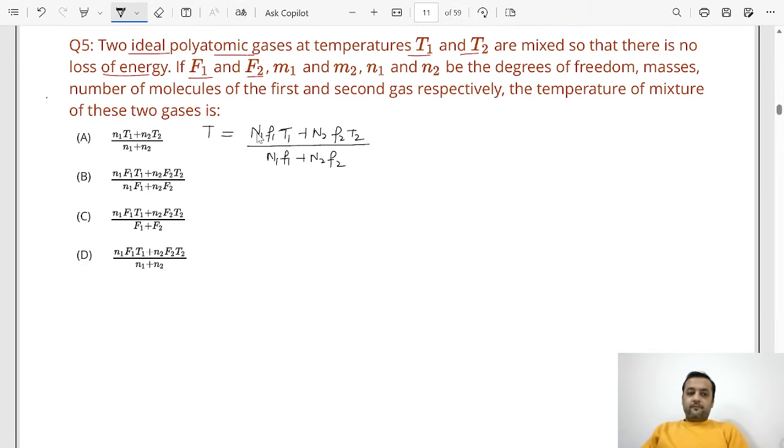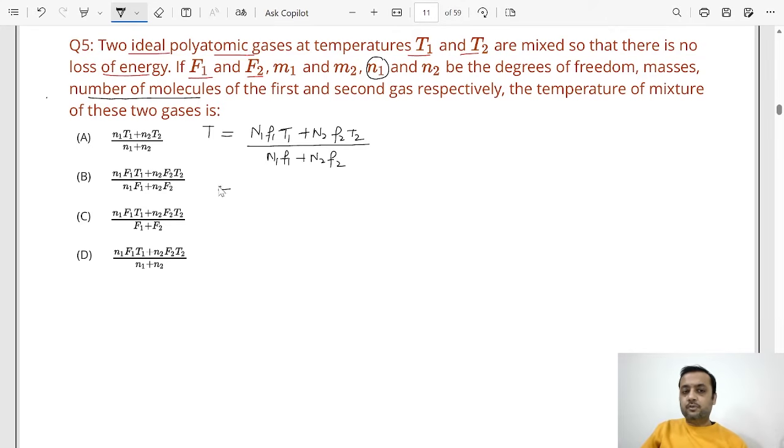Now let me tell you what everything means here. This N1 means number of moles. Generally we use small n to represent the number of moles of the first gas, but here they have chosen small n to be the number of molecules, which is why I'm using capital N to represent number of moles. N1 represents number of moles, F1 represents degree of freedom of the first gas, T1 represents the temperature of the first gas. Similarly, N2, F2, T2 will be the corresponding values for the second gas. So this is the standard formula. In case you know this, then you can directly write the answer.